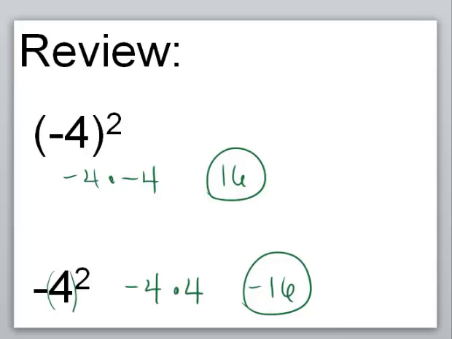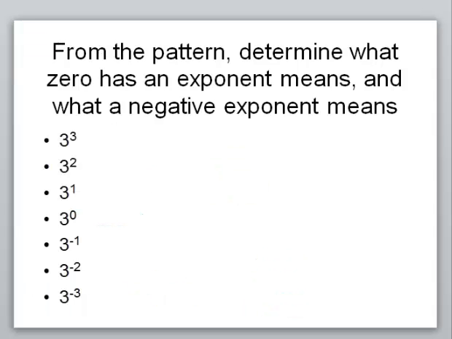Okay, what we want to talk about next is what happens when we have negative exponents. So from this pattern, we're going to determine what a zero means. So what does zero mean when it's an exponent? We're also going to determine what it means to be a negative exponent. From what we know from powers, this says 3 times 3 times 3, which would be 27. We know that this says 3 times 3, which happens to be 9. We know this just says 3, which is 3. So we need to figure out what is 3 to the 0 power.